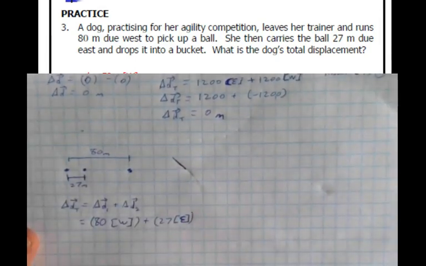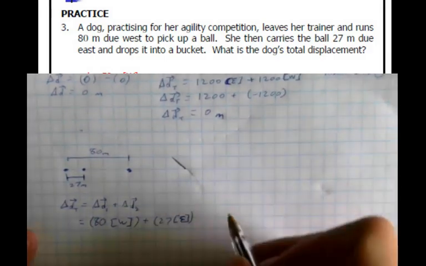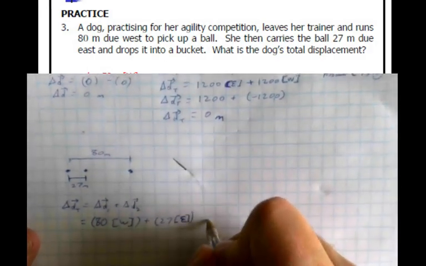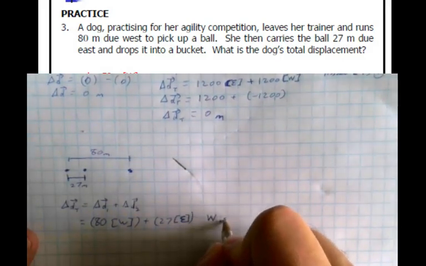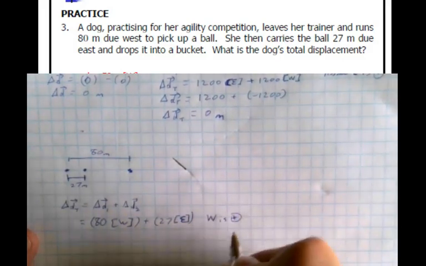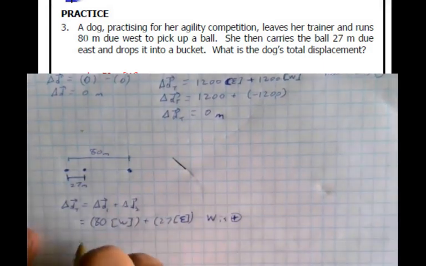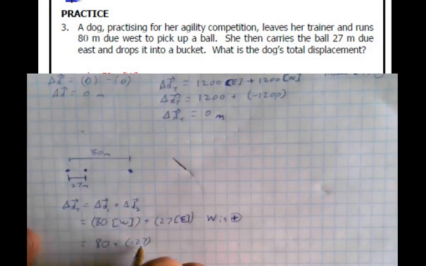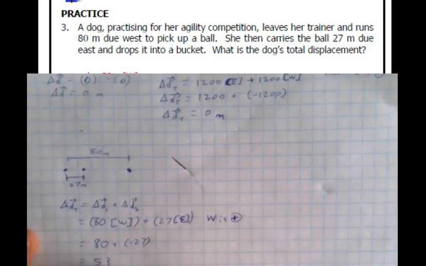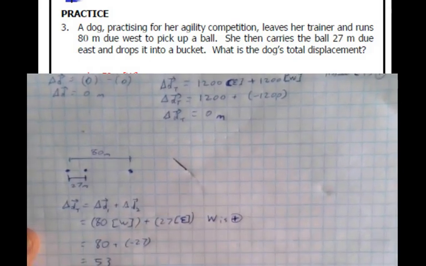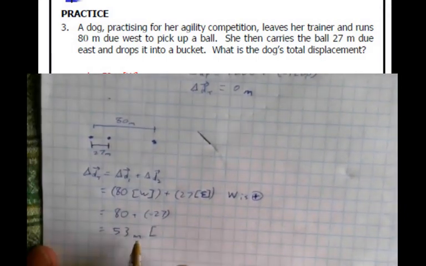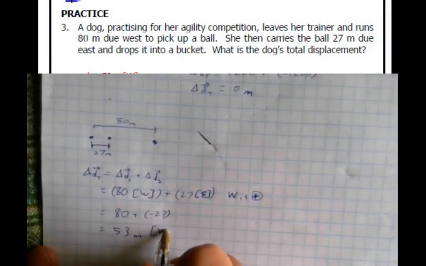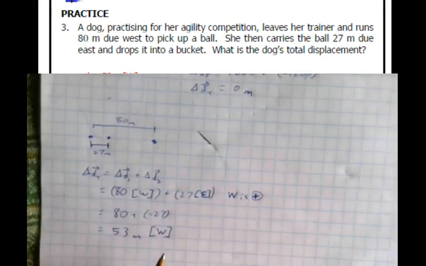Now I could say east is positive, but in a situation like this it might be better to say west is positive. That would be 80 plus negative 27. Combining those together, we get 53. And now we have to bring our direction back in. This is 53 meters. It's a positive number, so that means that we use our positive, which is west.